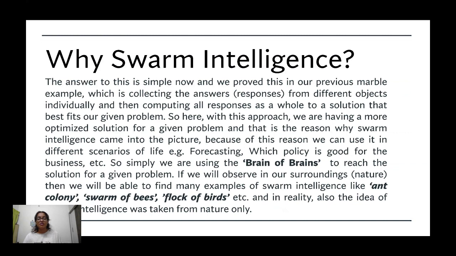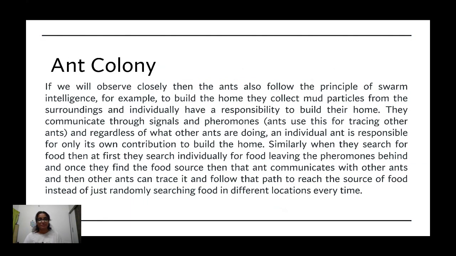If we observe our surroundings, we will be able to find many examples of swarm intelligence like ant colonies, swarms of bees, flocks of birds, etc. And in reality, the idea of swarm intelligence was taken from nature only. And now we will be going through the ant colony and the swarm of bees, and how they work.